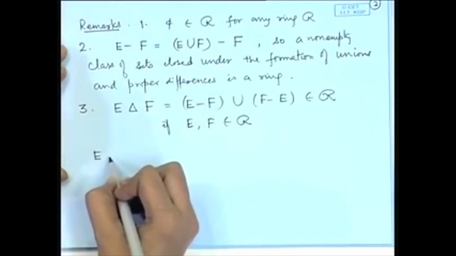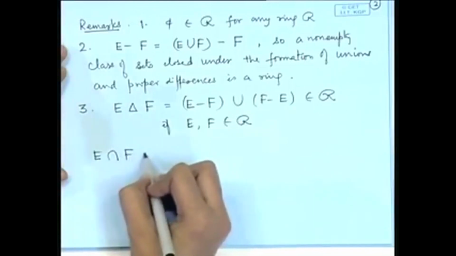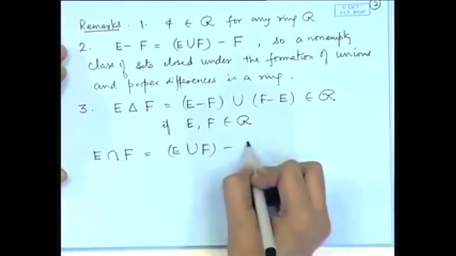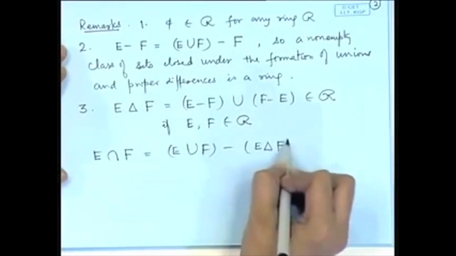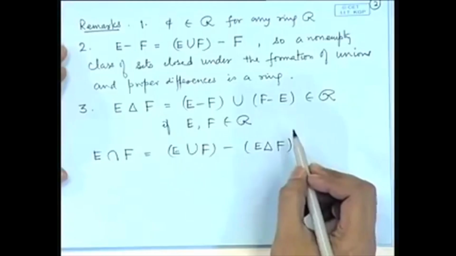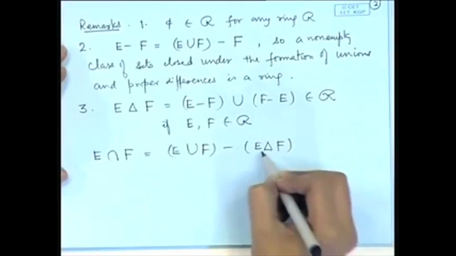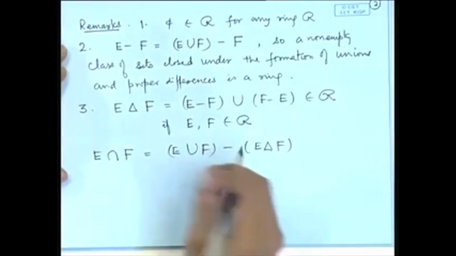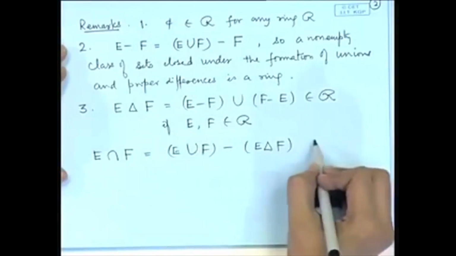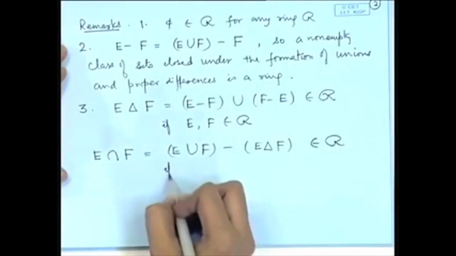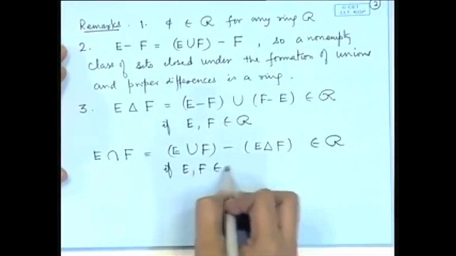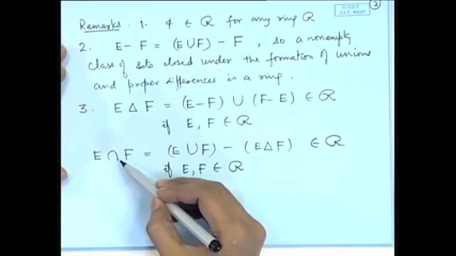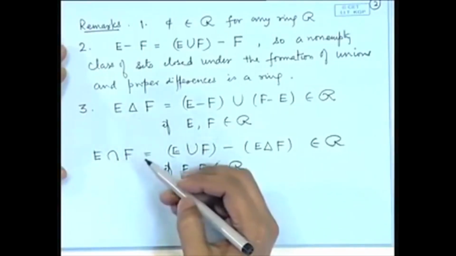Similarly, if I consider E intersection F, then I can represent this as E union F minus E delta F. Just in the previous statement we have proved that if E and F belong to R, then E delta F also belongs to R. E union F is already there, and therefore the difference is also in R. Therefore, E intersection F will also belong to R if E and F belong to R. That means a ring is also closed under the operation of symmetric differences and intersections.